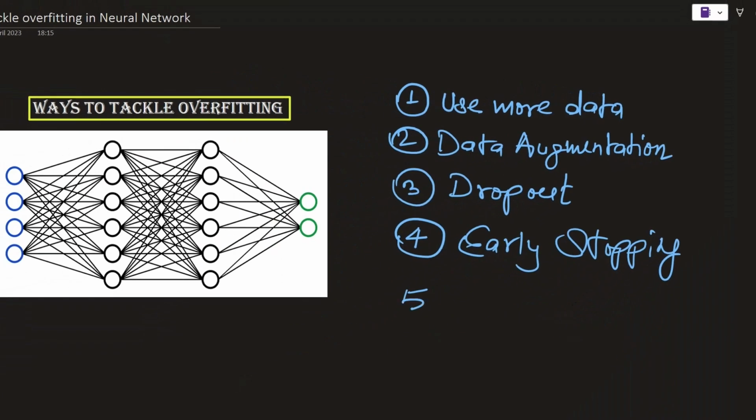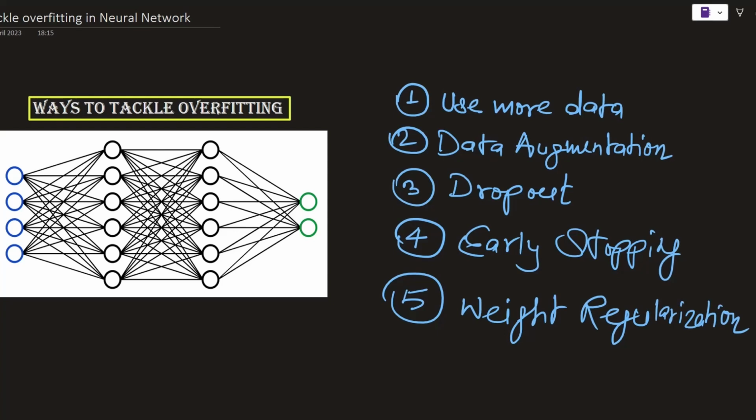And the last technique that I want to talk about would be the weight regularization technique. So weight regularization is a technique that adds a penalty term to the loss function during training, which will then encourage the network to learn smaller weights. In case you have already covered the machine learning fundamentals, then you would already be aware of regularization techniques like L1 and L2 regularization.